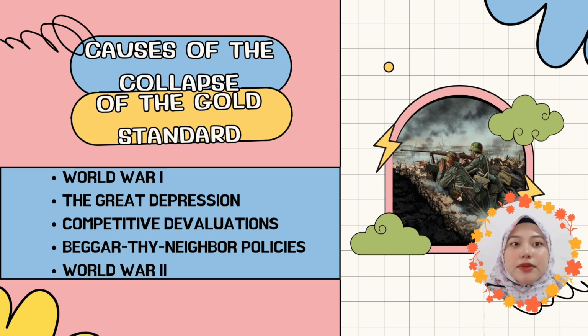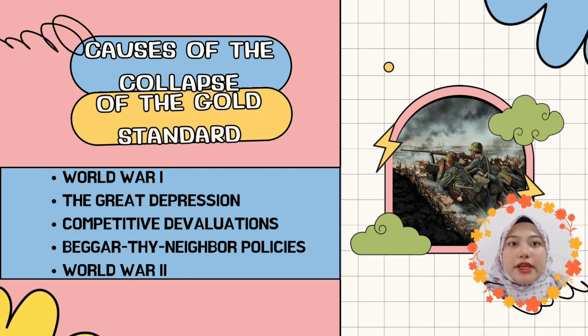Next, we have the Great Depression in the 1930s. The economic downturn caused countries to struggle with their finances. To avoid further economic collapse, nations abandoned the gold standard so they could print more money and stimulate their economies. Another issue was competitive devaluations. Countries began lowering the value of their own currencies to make their exports cheaper and more attractive on the international market. This led to a competitive cycle where each country tried to devalue its currency, which destabilized the system.